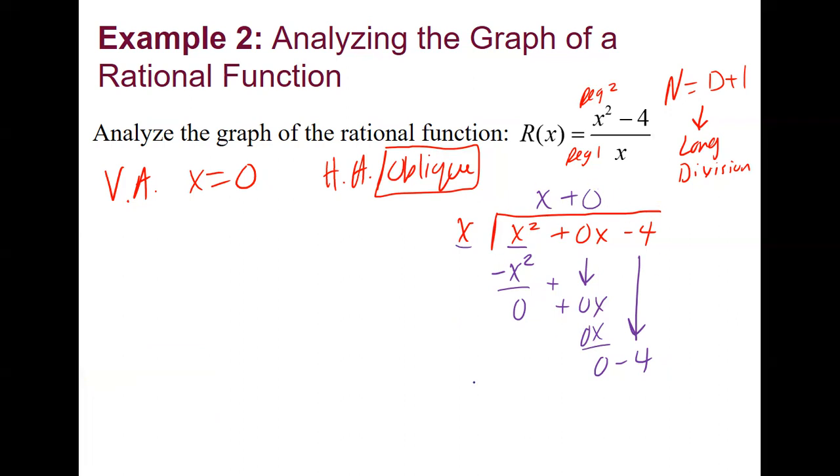So my oblique asymptote is where? At y equals x. Remember, this guy is my what? My remainder. It has no effect. Wait, how do you know that way? Oh. All we had in the top was x.